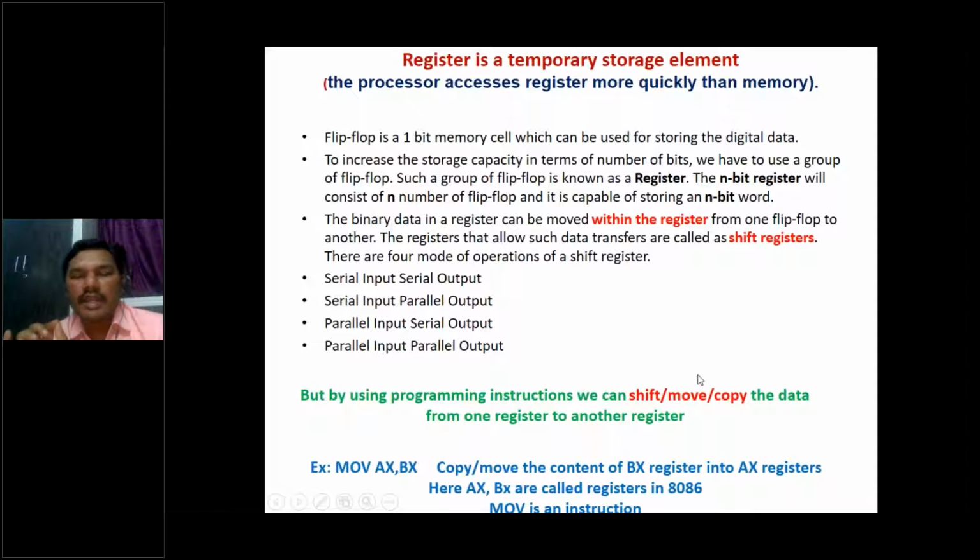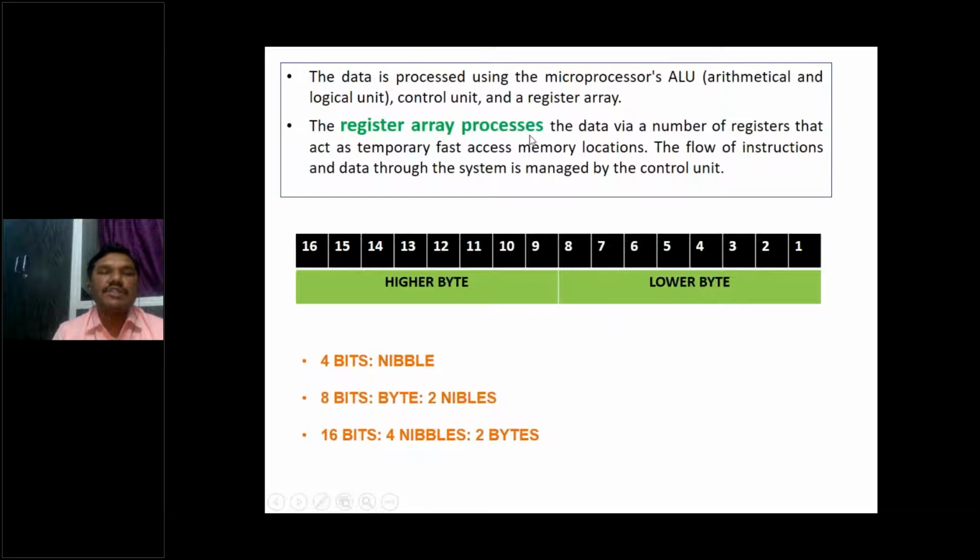The main intention of registers inside a microprocessor is that they can shift the data, move the data, or copy the data from one location to another, one register to another register. This is the introduction about registers. The register array processes the data via a number of registers that act as temporary fast access memory locations. The flow of instructions and data through the system is managed by the control unit.